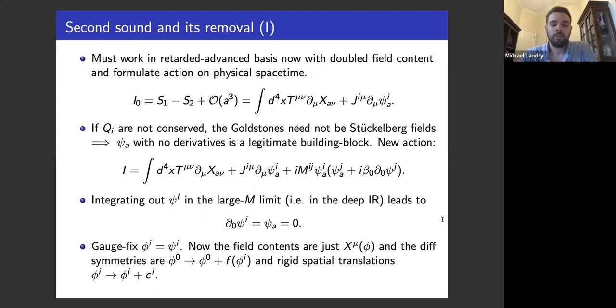So now the only fields that are left are these X mu fields. And we have these, the remaining diffeomorphism symmetries are just these time-independent shifts of the time coordinate and the rigid spatial translations that are inherited from the translations that act on psi I, which are these.